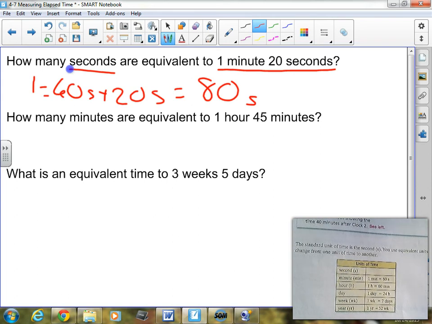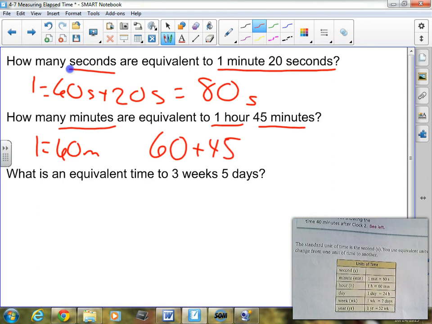Let's try 2 more. How many minutes are equivalent to 1 hour, 45 minutes? So once again, I'm going to say 1 hour equals 60 minutes. So I know that 60 minutes plus 45 minutes is going to equal 105 minutes. So that's very simple. Now, you won't see questions like this in the book. You'll see questions that are more like that right there.